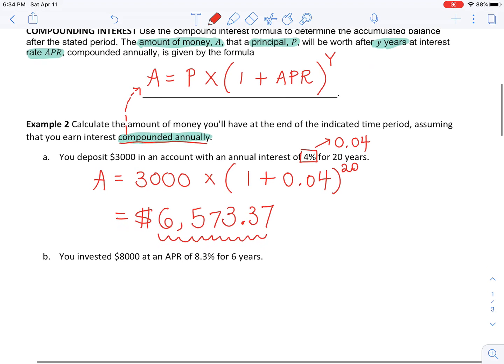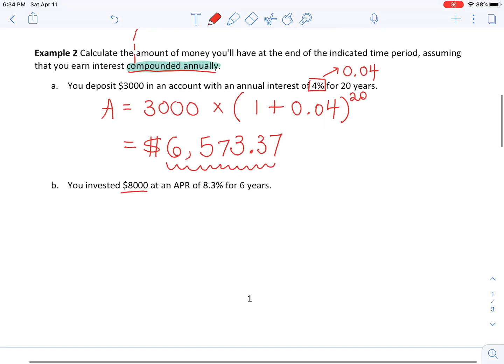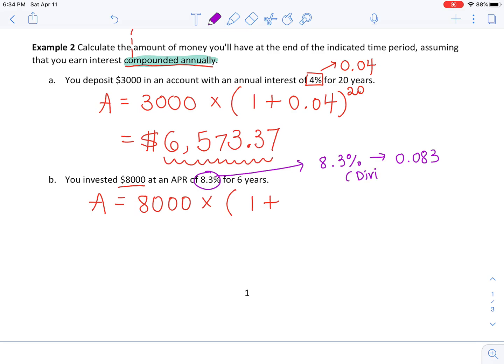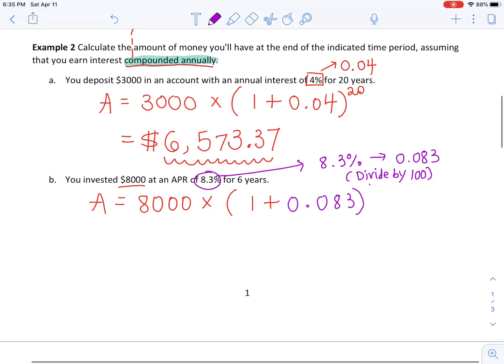Let's do one more. This time you invest $8,000, so your principal is 8,000. 8,000 times 1 plus, that part never changes, then the APR, which is 8.3%. In decimal, you divide by 100, that is 0.083. And what's the exponent, the power? We're going to raise this to the 6th power.